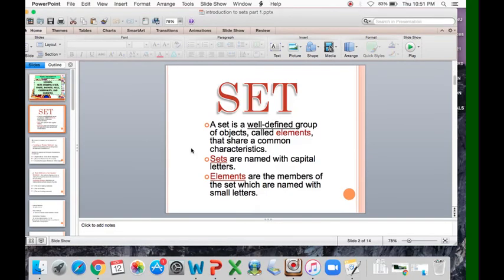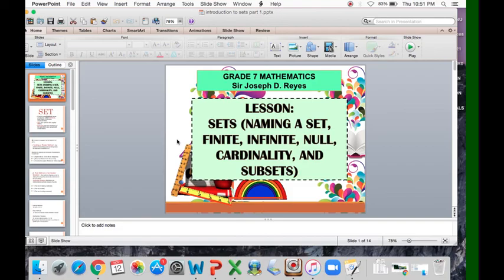So that's all about sets: naming a set, finite, infinite, null, cardinality, and subset.